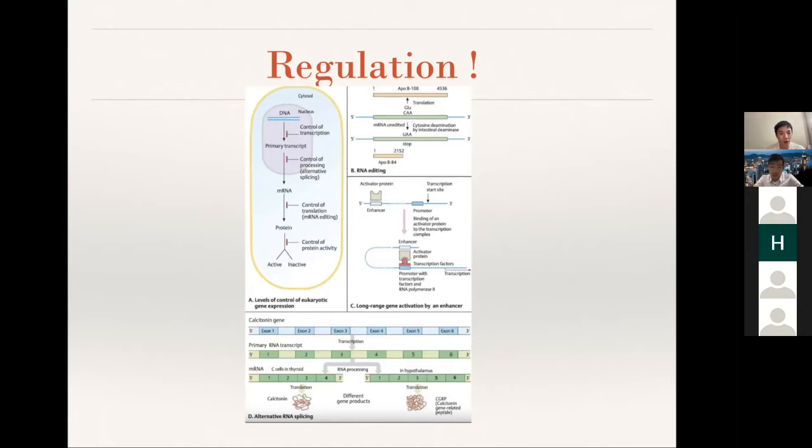But if the same mRNA is expressed in the intestine, there is an intestinal deaminase that converts a cytosine into a uracil, and this leads to a stop codon and a truncated ApoB48 protein that is only 2,152 amino acids long. Lastly, for the control of protein activity, I guess this is familiar to all of us, and as a result, I won't go into details. An example of this is when cyclic AMP binds to protein kinase A and makes it active.